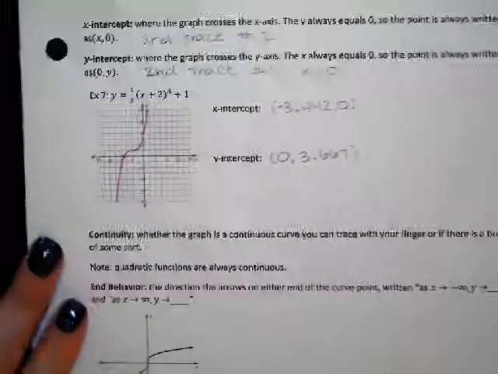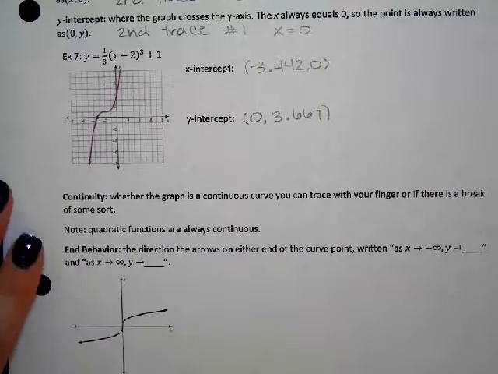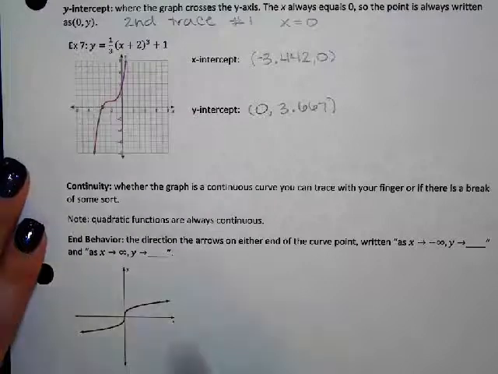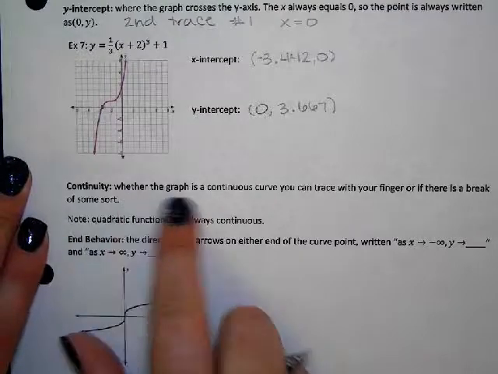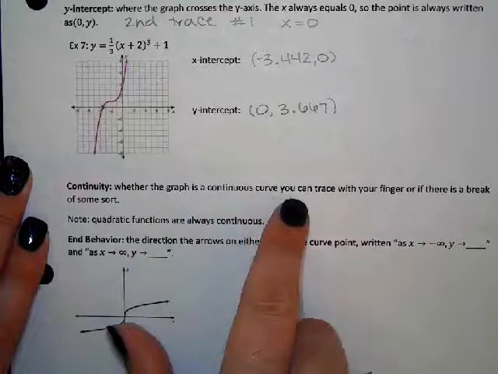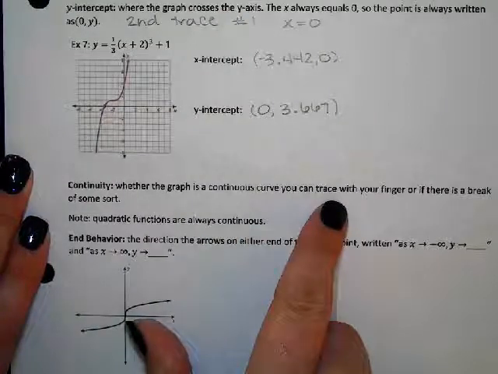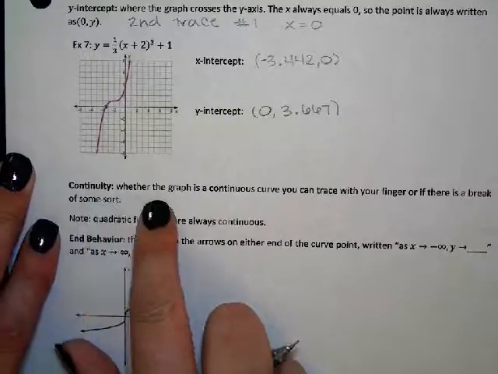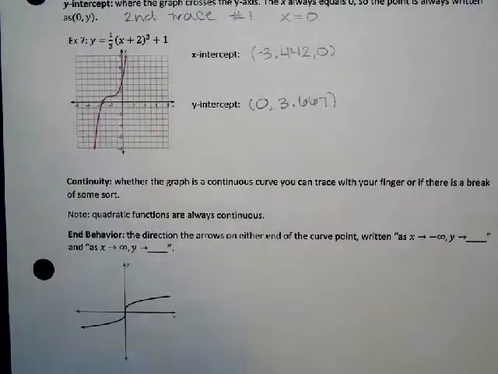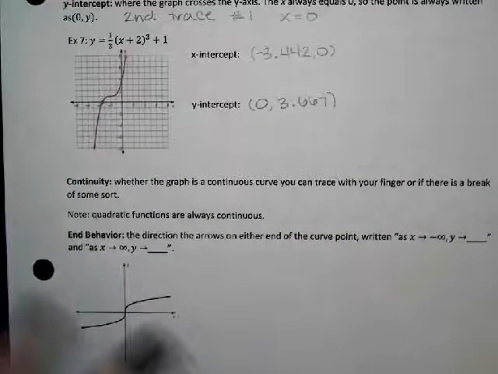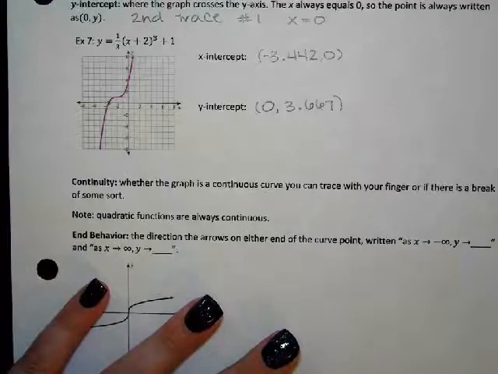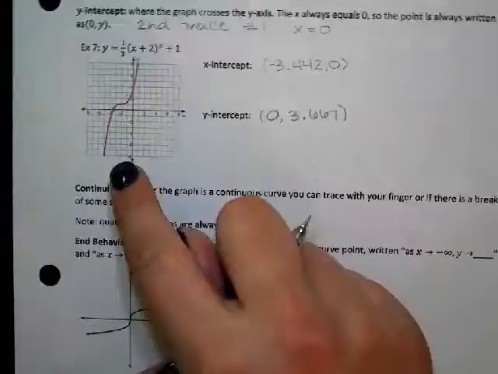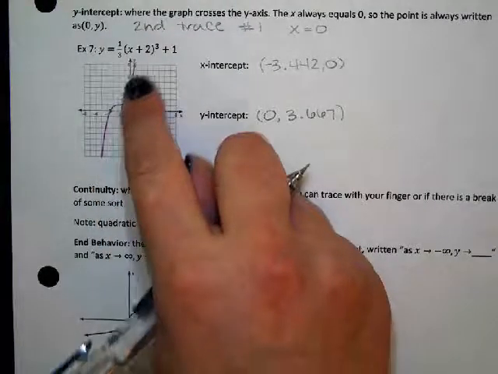Next, continuity. Whether the graph is continuous, a continuous curve you can trace. Goodness gracious, I could not read that. So continuity is where, you guys, I'm going to leave this here. It's an imperfection in the video, which adds character. So a graph is continuous if you can trace it with your finger without picking up your finger. I just wanted to describe that.